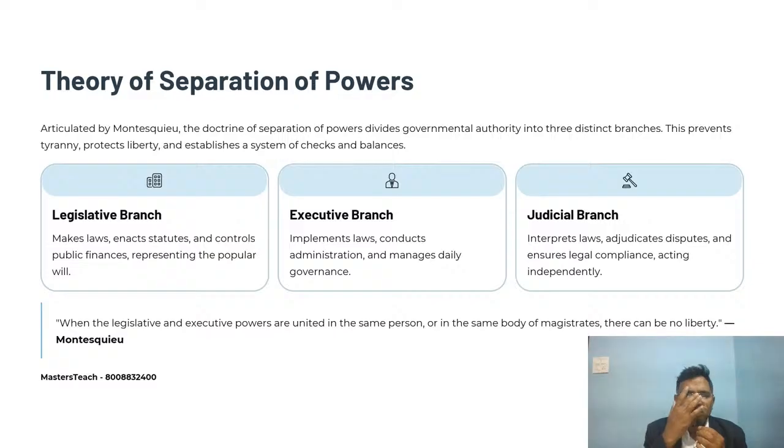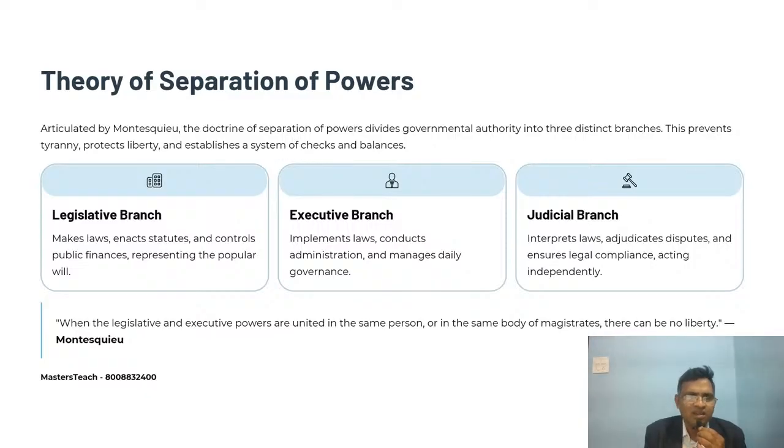So as articulated by Montesquieu, this doctrine of separation of powers divides the government authority into three distinct branches. This prevents tyranny, protects liberty, and establishes the system of checks and balances.